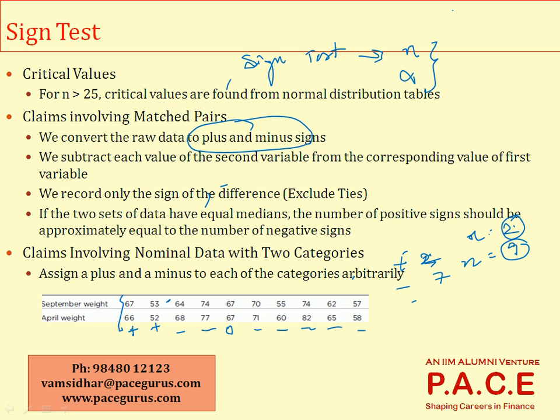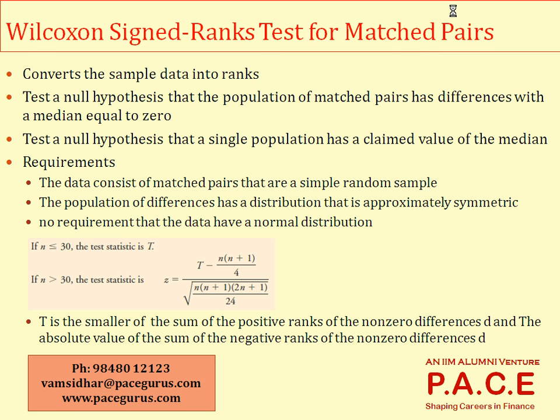Especially if my data size is greater than 25, I can very well use that formula for the normal distribution, and based on that find out the critical values, and based on that get into the decision-making process. So if I want to compare whether there is uniformity across the two sets of paired data values, I can go with a sign test like this.